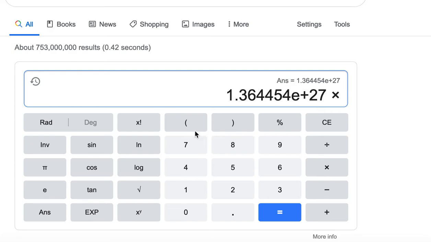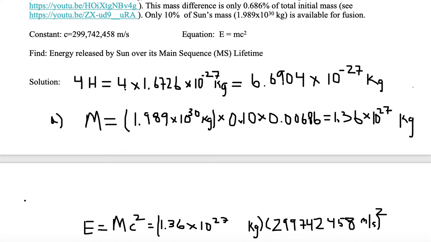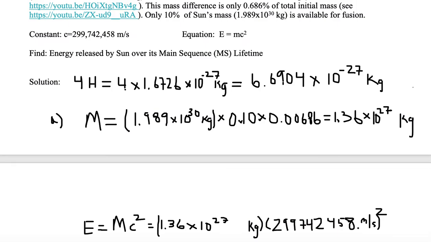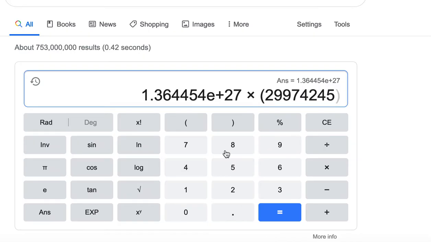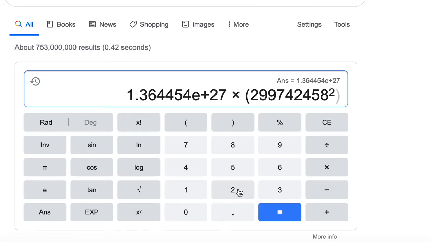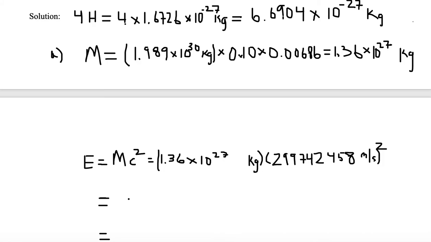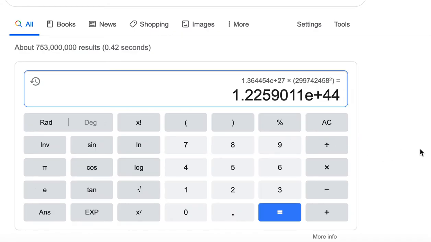So I have to hit multiply, a parenthesis, 299,742,458, and I need to square that. There's the squared, close parentheses, hit equals. We have 1.22, and the 5, 9 is greater than 5, that kicks the 5 up to a 6, which is greater than 5, which kicks the 2 up to a 3. 1.23 times 10 to the 44th is our end result.